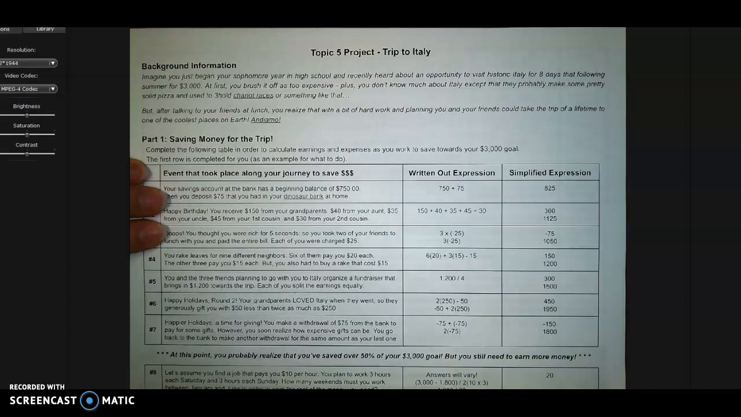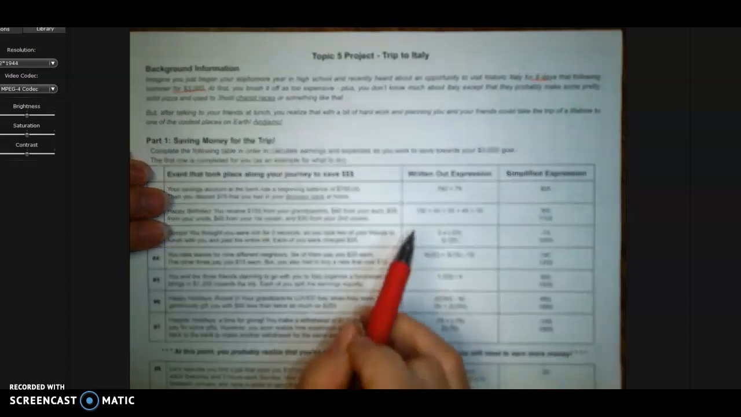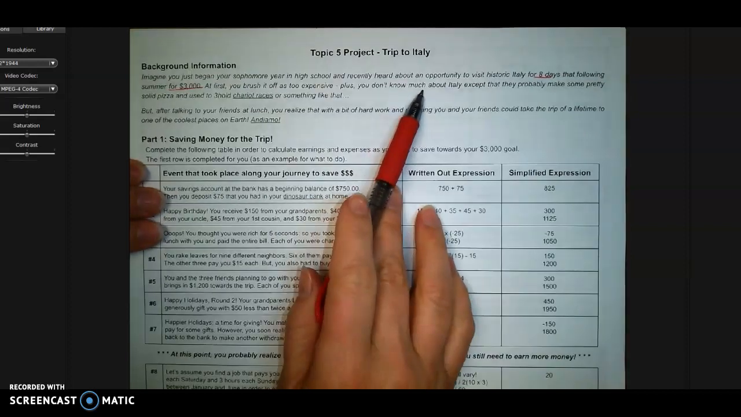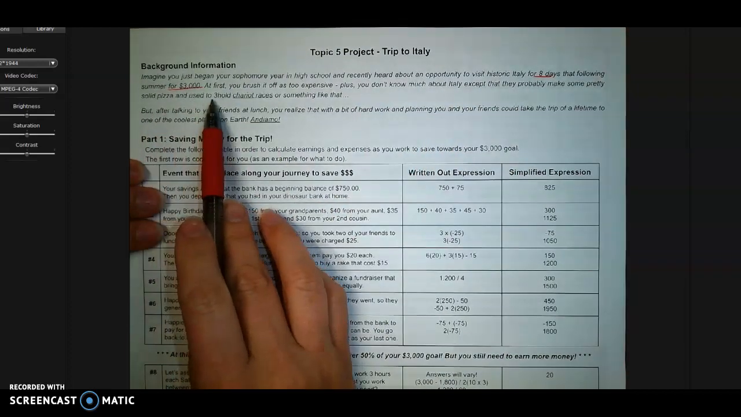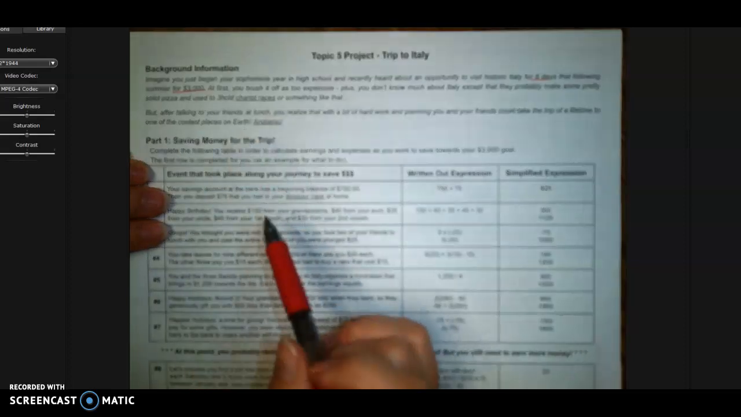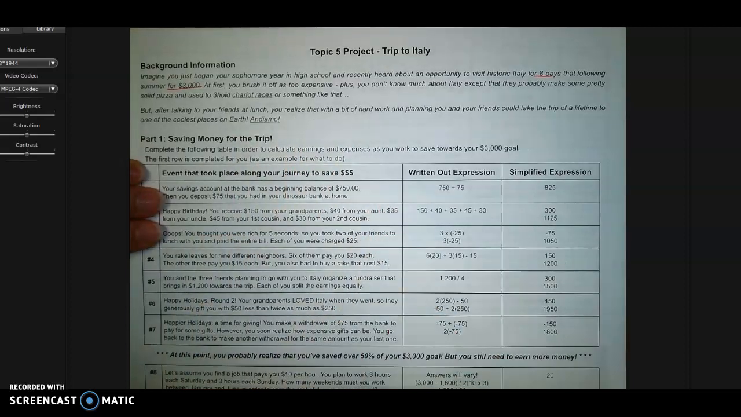So it says, imagine you just began your sophomore year in high school. I know, seems forever away, doesn't it? And recently heard about an opportunity to visit historic Italy for 8 days that following summer for $3,000. So 8 days, $3,000. At first you brush it off as too expensive, plus you don't know much about Italy, except that they probably make some pretty solid pizza and used to hold chariot races or something like that. But after talking to your friends at lunch, you realize that with a bit of hard work and planning, you and your friends could take this trip of a lifetime to one of the coolest places on earth.